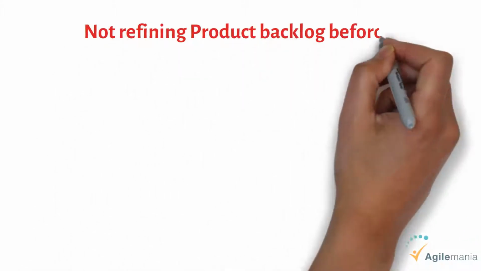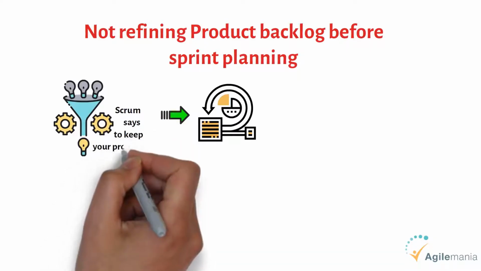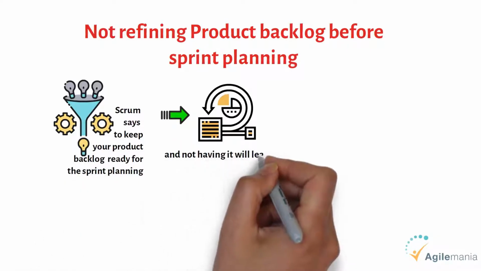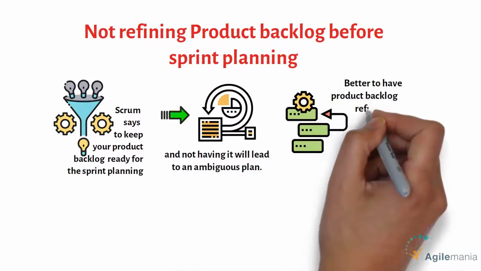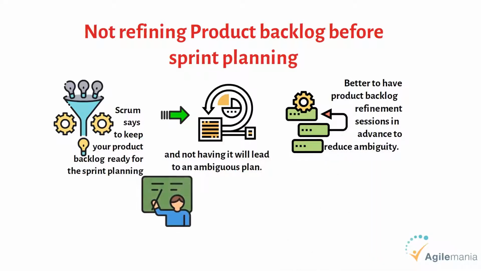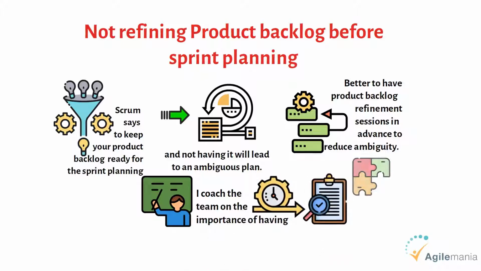Sixth, not refining the product backlog before sprint planning. Scrum says to keep your product backlog ready for sprint planning, and not having it will lead to an ambiguous plan. It is better to have a product backlog refinement session in advance to reduce ambiguity. I coach the team on the importance of having one or two sprints' work refined in advance to avoid these issues.